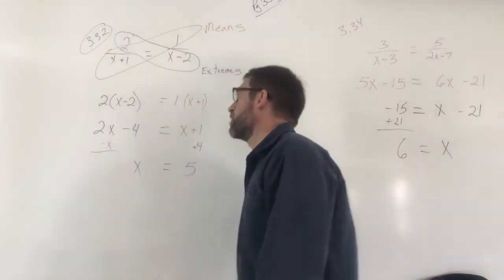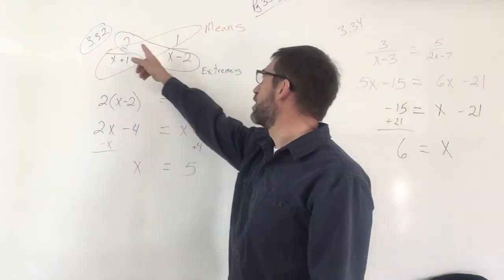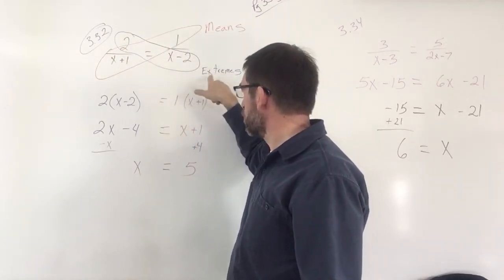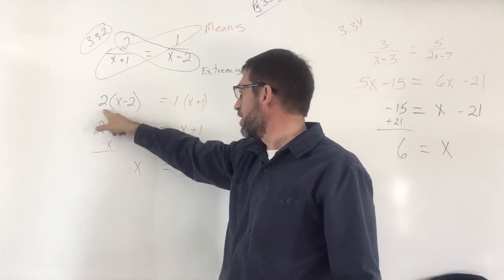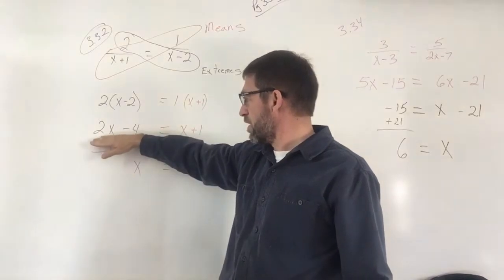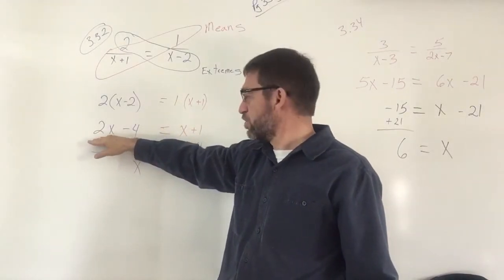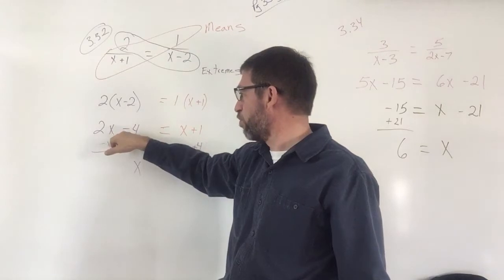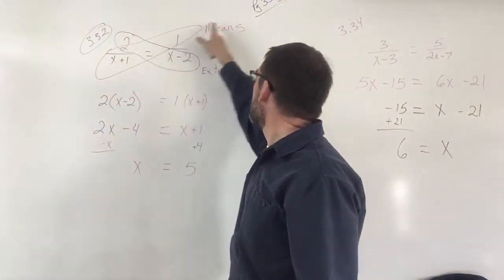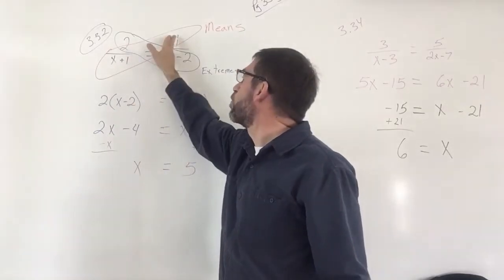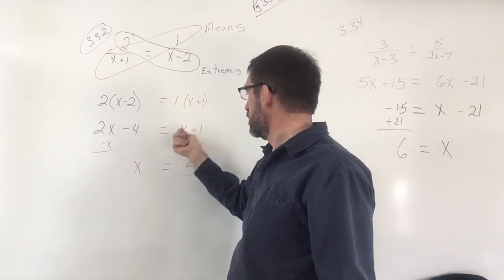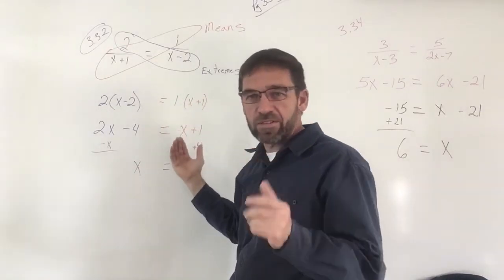So, here we go. If you take the first one, 2 times x minus 2 is your extremes. I multiplied them together, and I came up with 2x minus 2. So I worked that down. I got rid of the parentheses, so my equation is 2x minus 4. Are you with me there? Now, for the means, I'll put them on this side. It's 1 times x plus 1. Well, 1 times x plus 1 is x plus 1. Okay, that's not real hard.